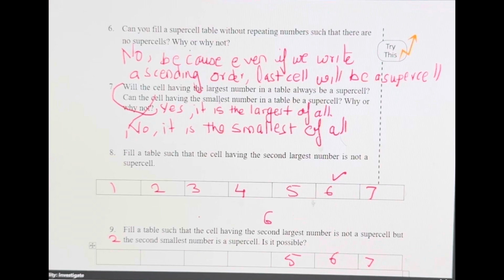But we want the second smallest to be a supercell. So what do we do? We keep it first, and write the other numbers in sequence, right? So you can see the second smallest number, that is 2, is a supercell, right? And the second largest number, 6, is not a supercell, right?